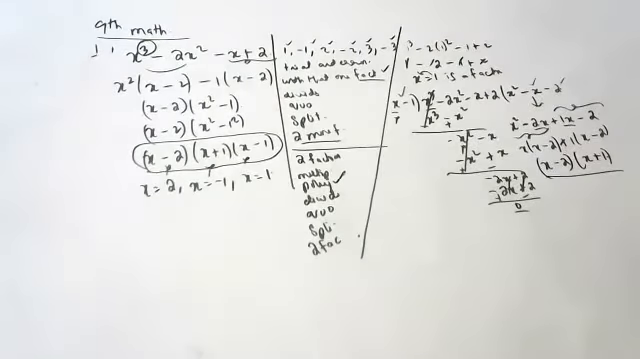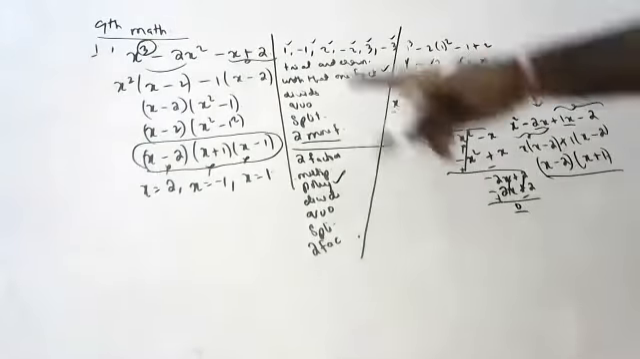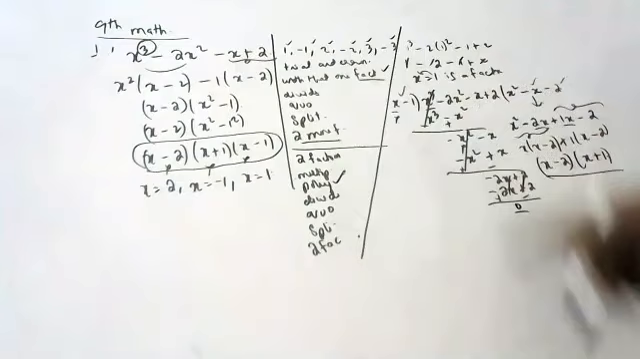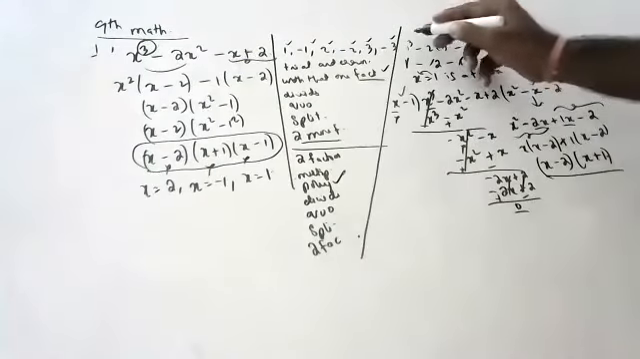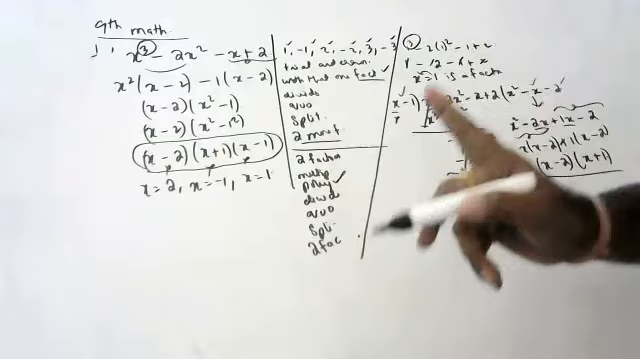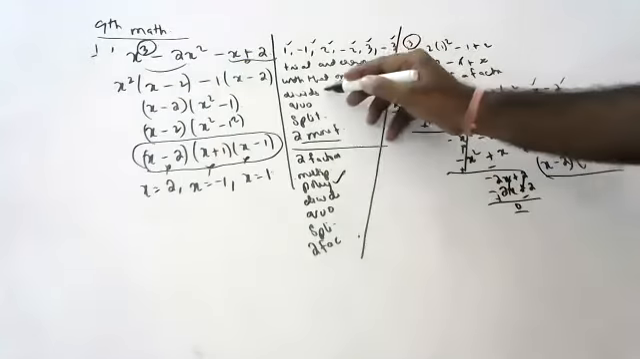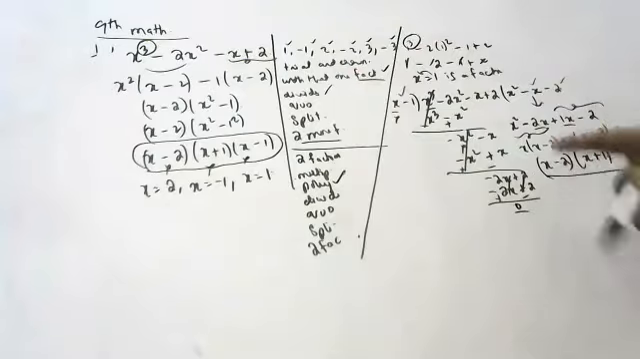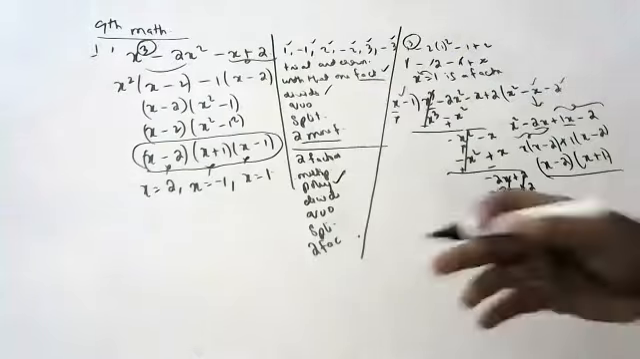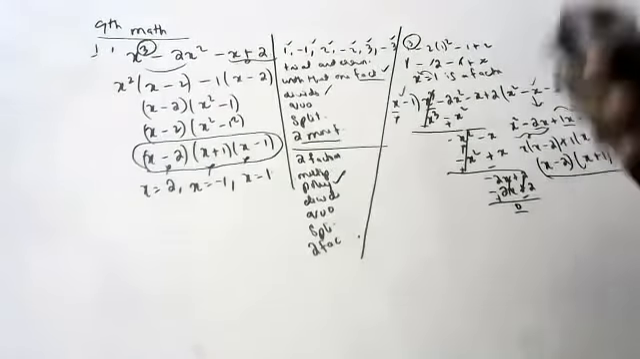This is the other method. If you can't split like this, then you have to go by this method. Because the highest power is 3, we have to find out one factor. With that one factor you divide, you will get the quotient. That quotient you split the middle term, you will get 2 more factors. That's it. This is the method, children. I hope you are able to understand. Okay, this is one sum, children. One more sum we'll discuss.